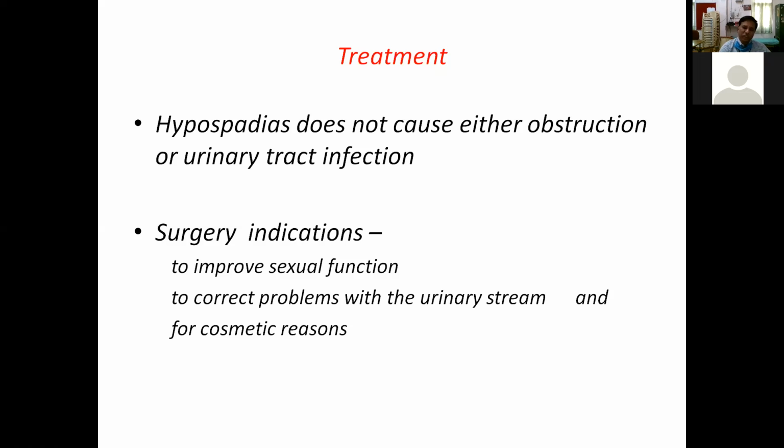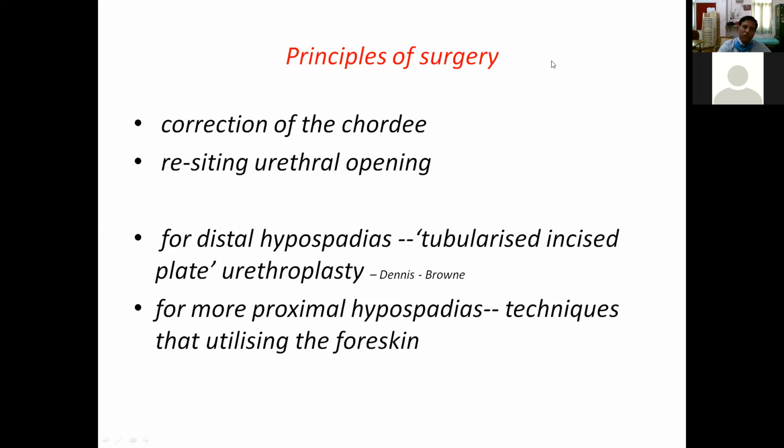So the aims of the surgery are to provide the person with a straight penis, straight penile shaft, and to make him pass urine from the tip of the penis in standing position. You see that the child passes urine in standing position from the tip of the penis. These are the aims of the surgery. The principles of the surgery are correction of the chordee and resiting the urethral opening.